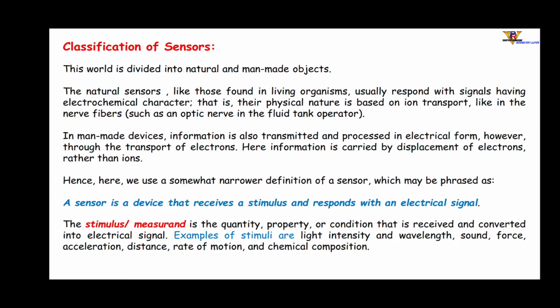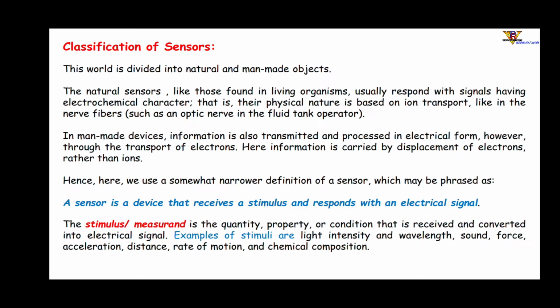They use ion transport. But in the case of man-made devices, information can be transmitted and processed in electrical form, through the transport of electrons. Here the information is carried by displacement of electrons rather than ions. So in man-made devices, the information travels through the displacement of electrons. They will not use any electrochemical character or ion transport phenomena.